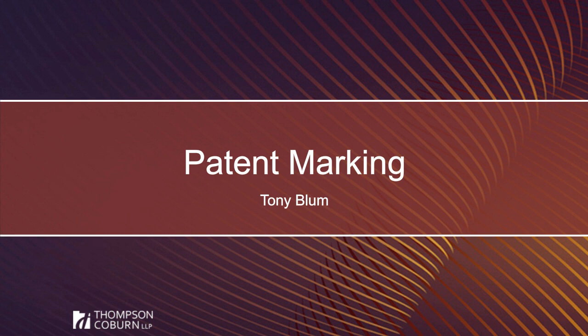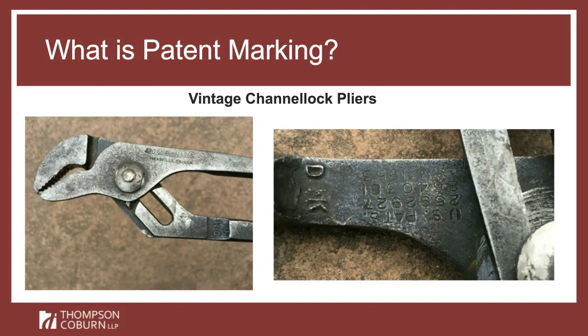On the slide that you should see, this is an example of what patent marking is. You'll see this is a vintage Channellock pliers, I think from the 1940s. And stamped on the pliers is U.S. patents, and then a couple different patent numbers in the 2 millions. So this is what we mean by patent marking. By doing this, you're giving the public, you're giving your competitors, notice that the product is covered by the patents that are stamped on the product.